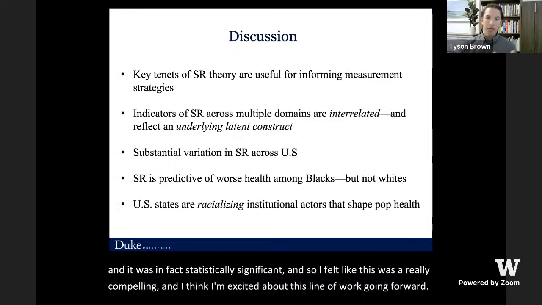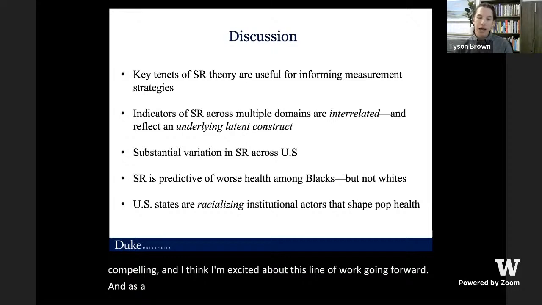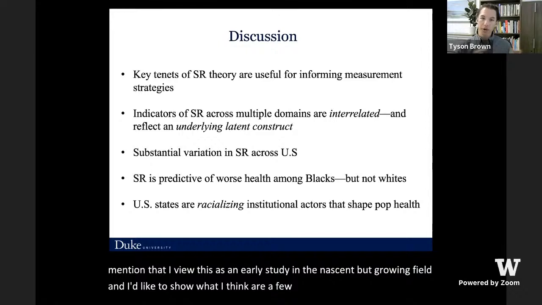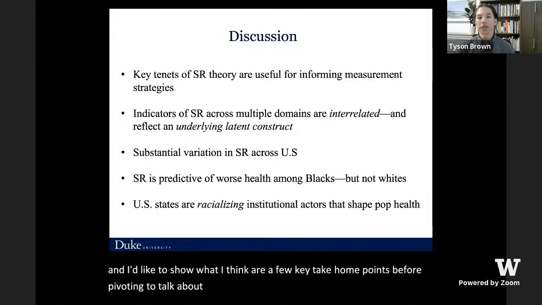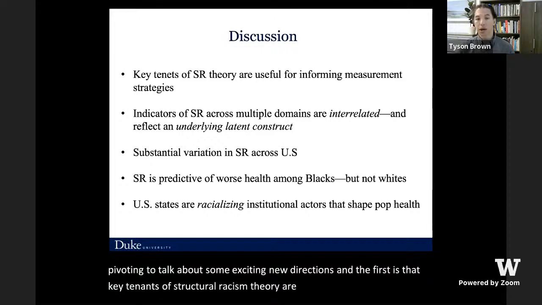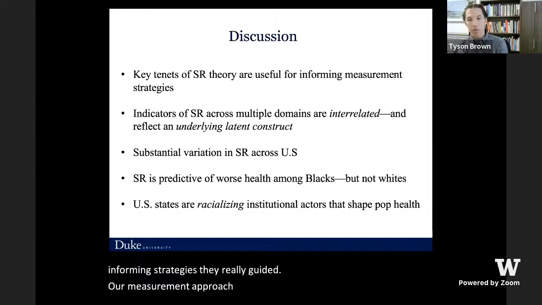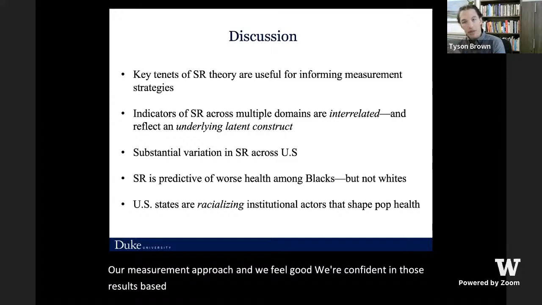And as an overview, I'd like to situate this and mention that I view this as an early study in a nascent but growing field. I'd like to share what I think are a few key take-home points before pivoting to talk about some exciting new directions. The first is that key tenets of structural racism theory are really useful for informing measurement strategies. They really guided our measurement approach, and we're confident in those results based on the latent construct fitting, and also its links to population health in a couple of different data sets.